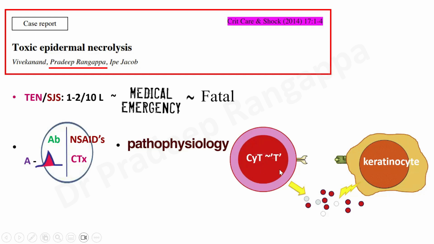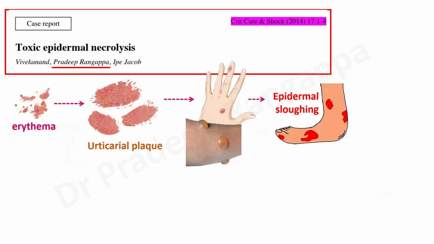They release a lot of cytokines which destroy the keratinocytes. So there is keratinocyte apoptosis, which is the cause of toxic epidermal necrolysis. And the typical progression of the skin rash is erythema, atypical plaques, bullae, and epidermal sloughing.